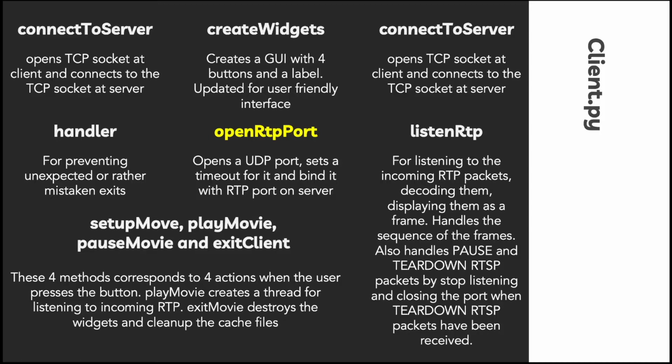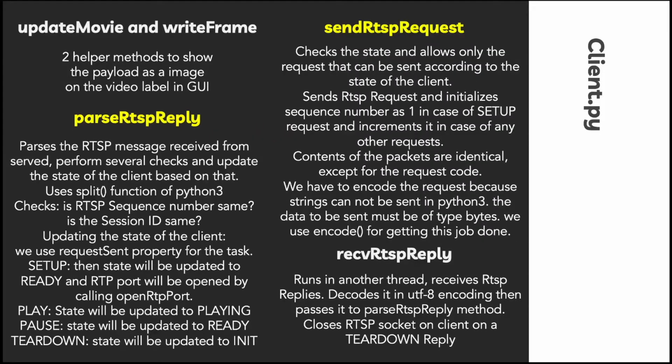Also, if a pause or tear down RTSP packet is received, there will be no more RTP packets to receive. When that happens, it will handle the exception by stopping listening and closing the RTP port on tear down. We have 2 more functions to link in the client.py file, that is update movie and write frame. These are 2 small helper methods to show the payload of an RTP packet as an image on the video label. What they do is save the payload to a cache file, then display the content of that file on the GUI. We have a send RTSP request function. That is a very important function that we implemented.